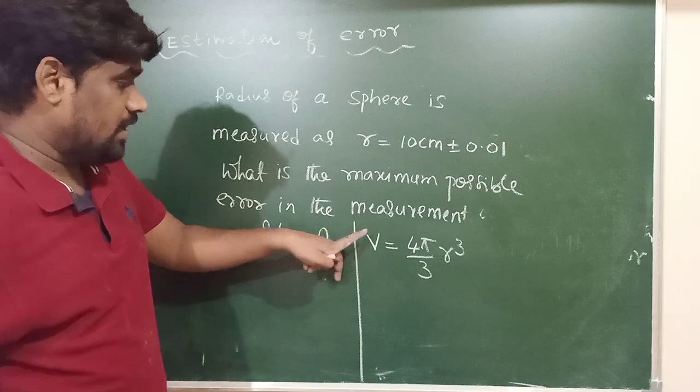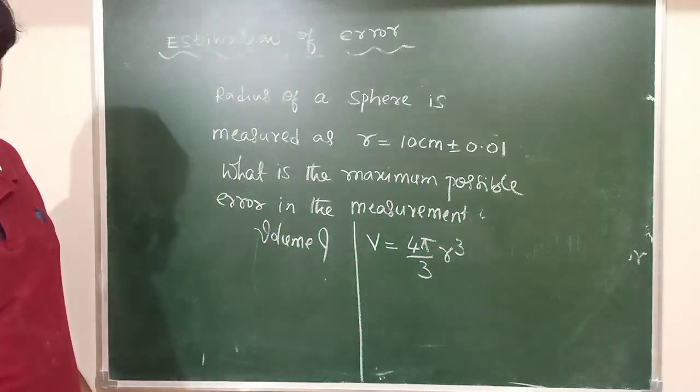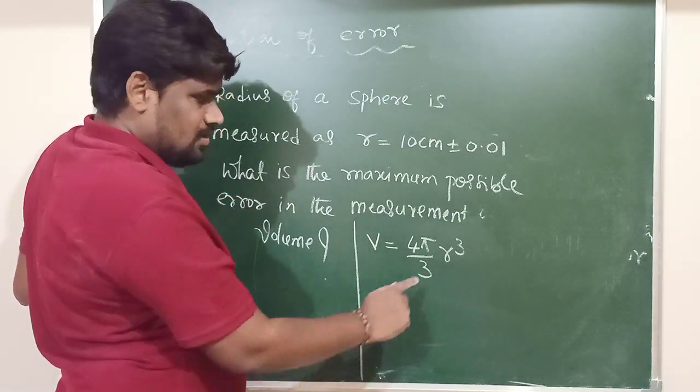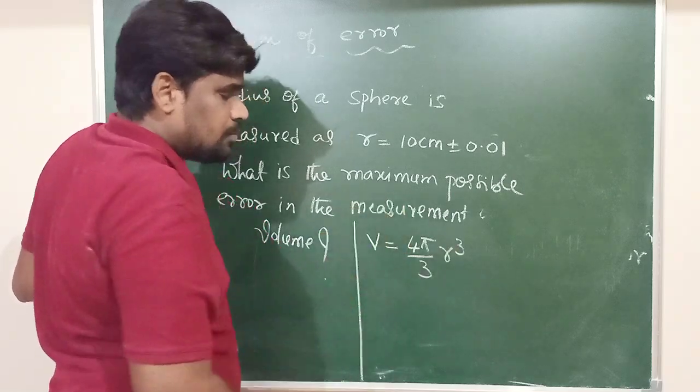Error in the volume is due to the error in the radius. Look at the power of the radius. It is r to the power 3. That is, V is proportional to r to the power 3.